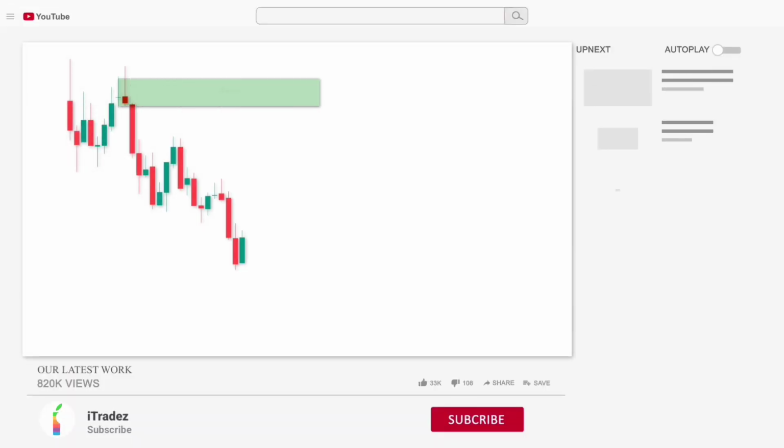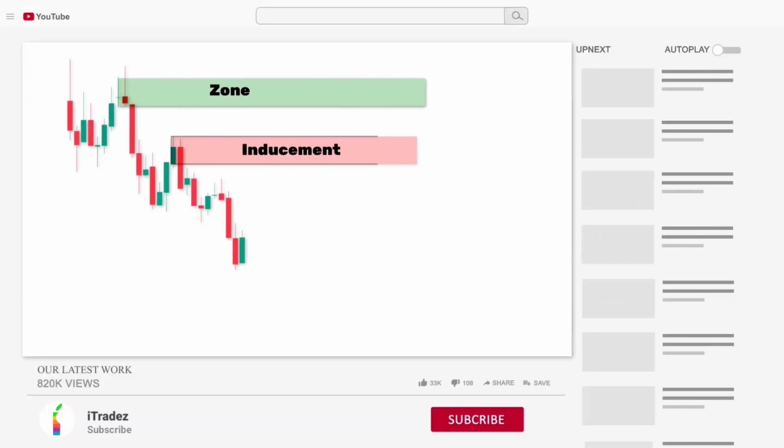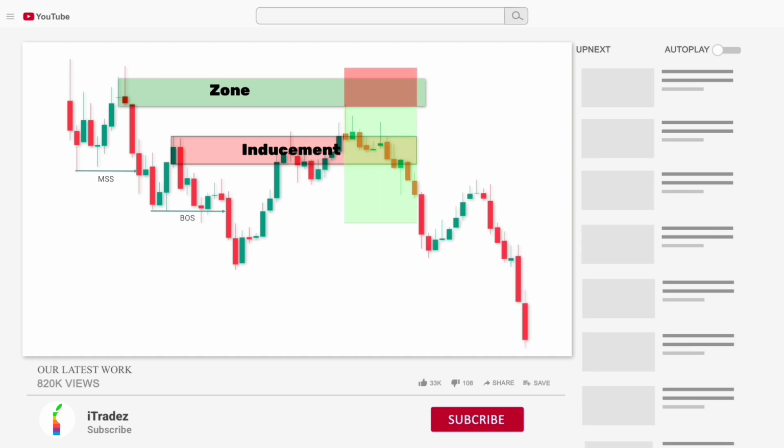If you haven't watched my inducement and zones video yet, watch it first. This mitigation block model assumes you already understand how inducement pulls price into key levels. Without that context, you'll trade mitigation blocks blindly and turn high-quality zones into random entries.